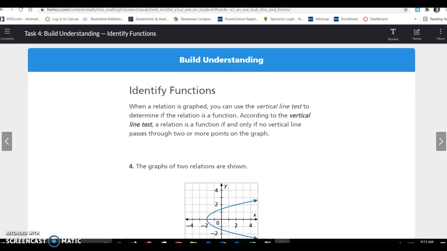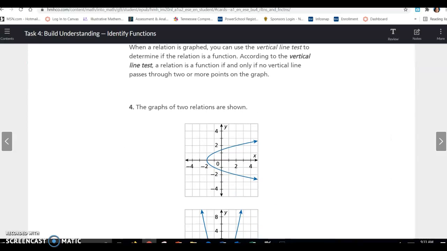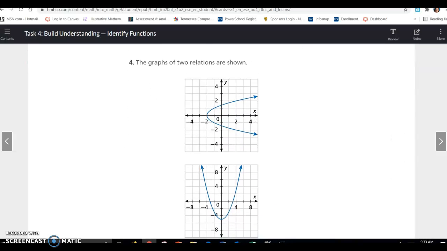All right, guys, pause the video if you need to and find task 4. Task 4, again, in lesson 4.1, is still identifying functions. When a relation is graphed, you can use the vertical line test to determine if the relation is a function. According to the vertical line test, a relation is a function if and only if no vertical line passes through one or more points on the graph. The graph of two relations are shown.